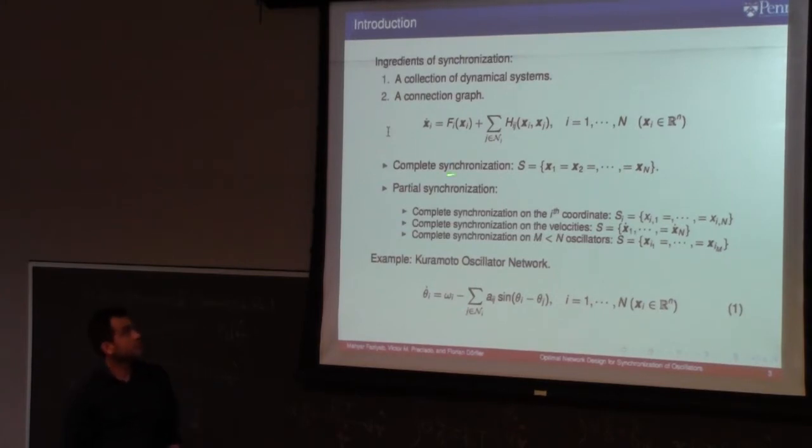As you can see, this network dynamical system is very general in the sense that f_i is arbitrary. I mean, we haven't provided a specific structure for these functions as well as these coupling functions. So we have to be more specific. And the specific dynamics that I'm going to consider is the Kuramoto oscillator network.